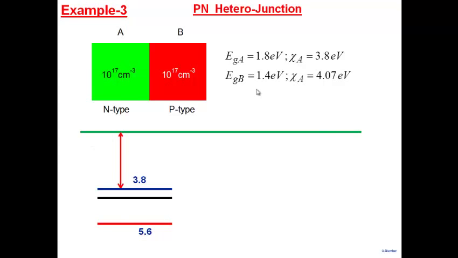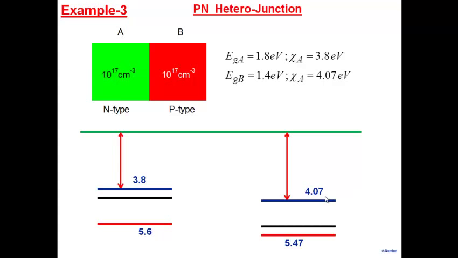Similarly, locate the semiconductor B. That's 4.07. And this is the conduction band. This is the valence band, 5.47, 4.07 plus 1.4. So that's at 5.47 eV. And EF is closer to the valence band. And we said let's assume it to be 0.2 here and 0.2 here. So that's sort of easy to do.